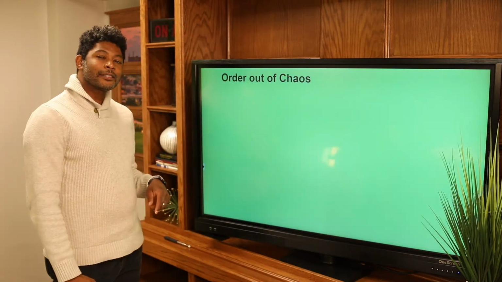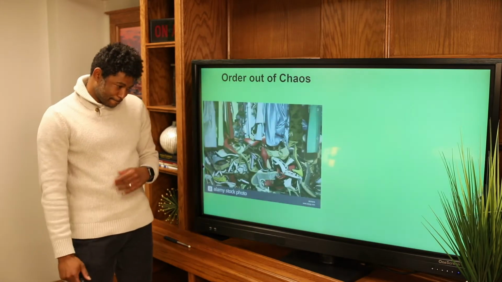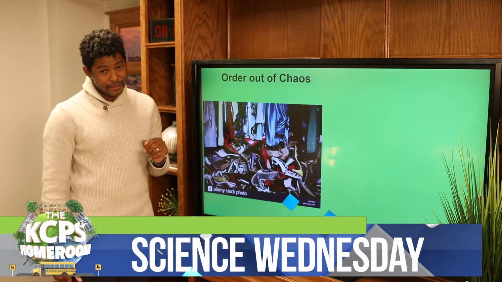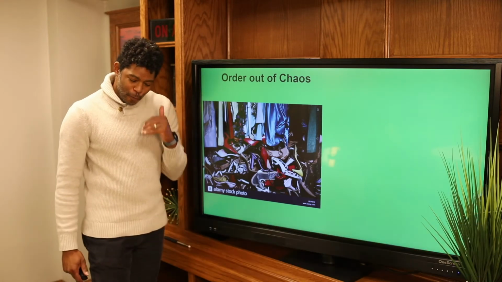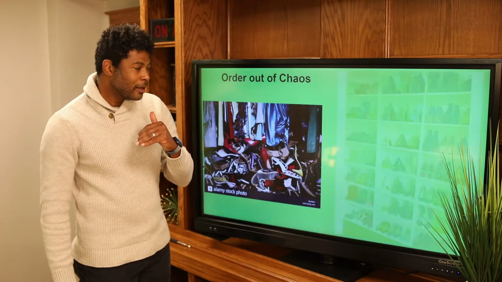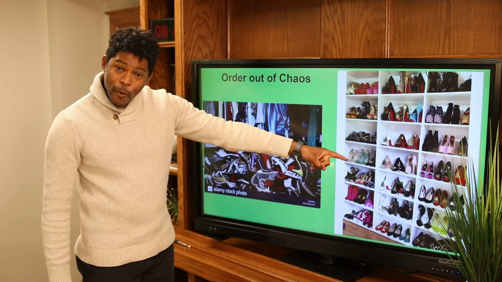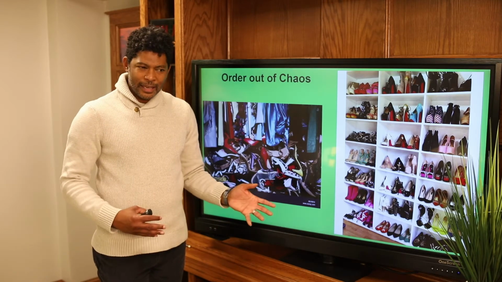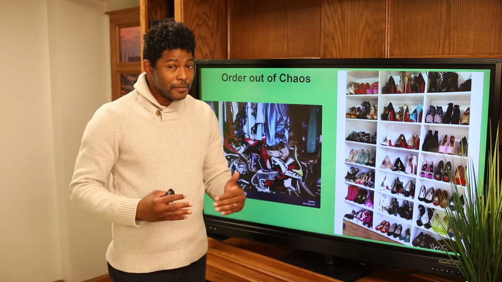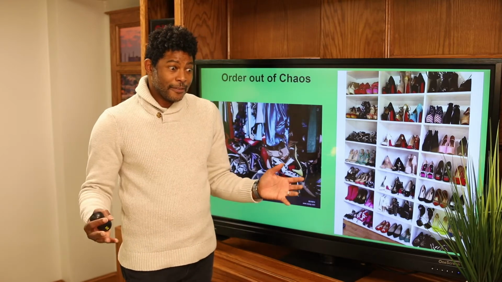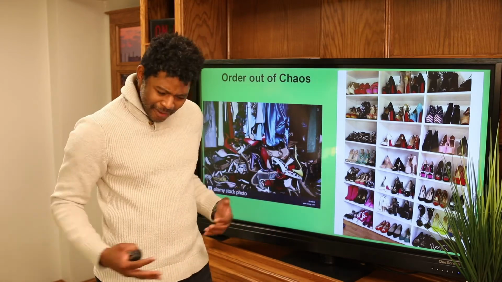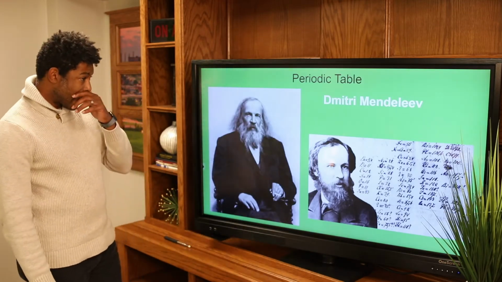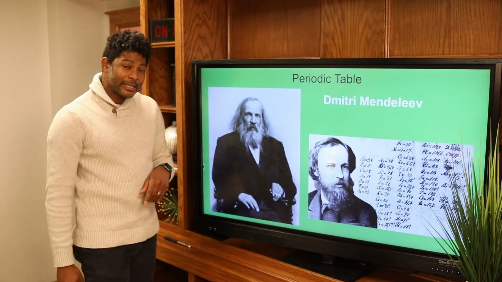Order out of chaos. Ladies, if your closet looks like this, there's a whole lot of chaos. But here's the thing. If you really want to up your game, you want to get it like this, to have order. Well, let's talk about atoms, because again, we just said atoms are the smallest unit of matter, and we already identified that matter's everywhere. So how are we going to take all this matter and group it up? Well, there was a guy, Dmitri Mendeleev.